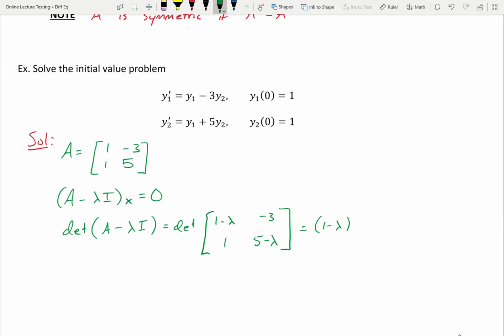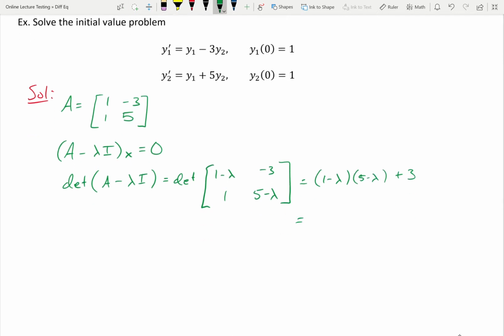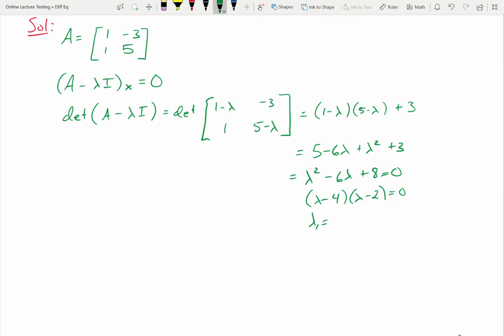1 minus lambda times 5 minus lambda minus negative 3, so plus 3. All right, when we FOIL this out, we will get 5 minus 6 lambda plus lambda squared plus 3. So now we're going to set this equal to 0. Lambda squared minus 6 lambda plus 8 is equal to 0. So we're going to get lambda minus 4 and lambda minus 2 is equal to 0. Therefore, we get lambda 1 is equal to 4 and lambda 2 is equal to 2.